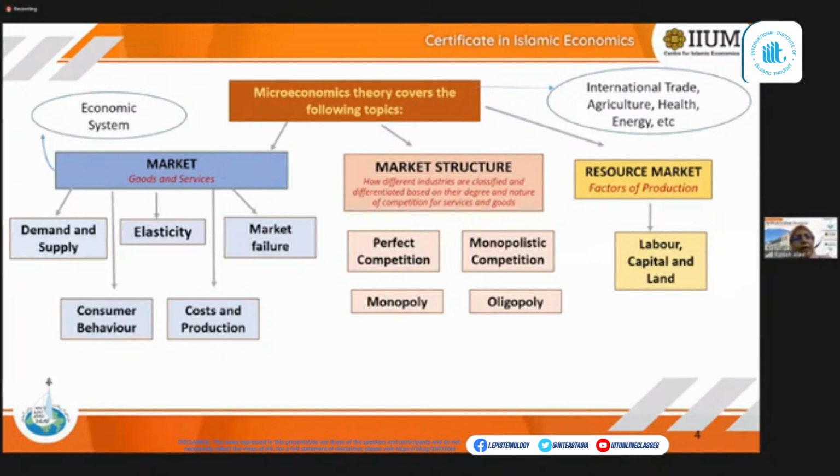The way the market functions will depend on the economic system that a particular country is adopting or implementing, whether it's a capitalist system, a socialist system, an Islamic economic system, or a mixed economy. Depending on the economic system, it will determine the efficiency, the way the resources are allocated, and how the products are distributed. How the economic agents function will also depend on the economic system. So understanding the economic system is very important, and it's part of the discussion in the microeconomics course usually.